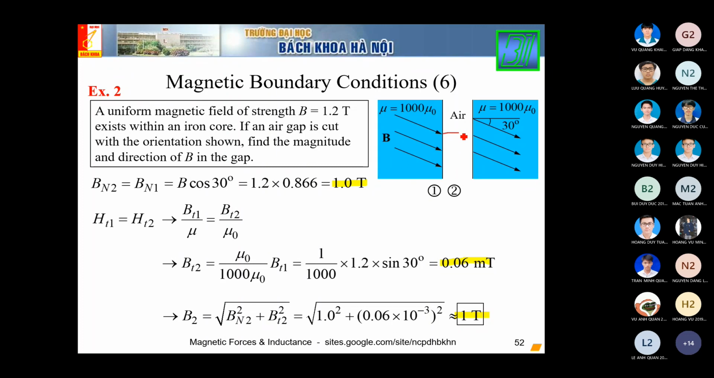In the air, the magnetic field is nearly normal to the surface of a magnetic material. I think you can take that comment down to your notebook, because that comment is very important.